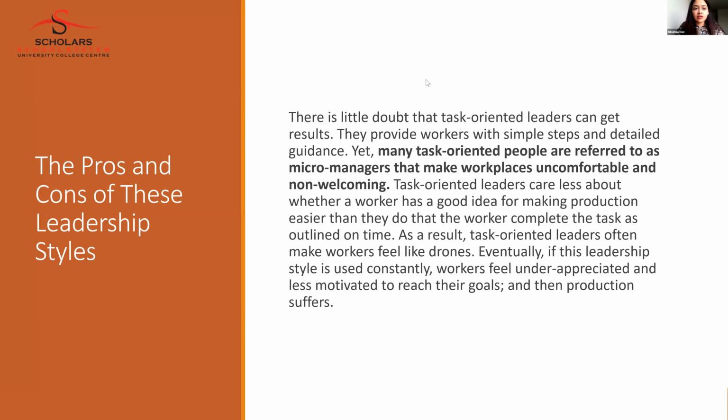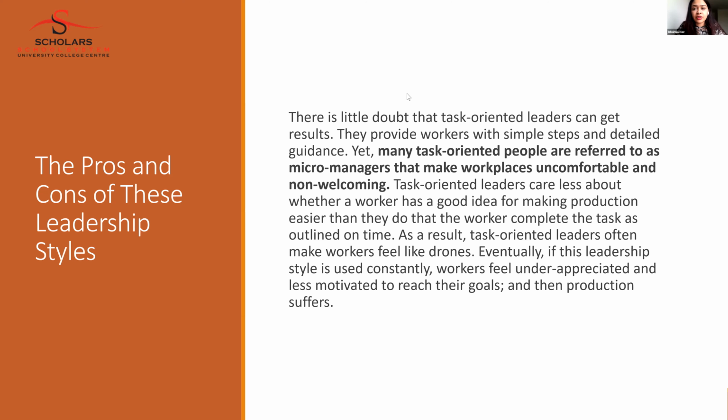There are some pros and cons of these leadership styles. There is little doubt that task-oriented leaders can get results. They provide workers with simple steps and detailed guidelines. Yet many task-oriented people are referred to as micromanagers, which makes workplaces uncomfortable and not quite welcoming. Task-oriented leaders care less about whether the worker is able to do the work, or is able to provide a good idea for making production easier. There is basically no communication between the leader, the manager, and the followers.